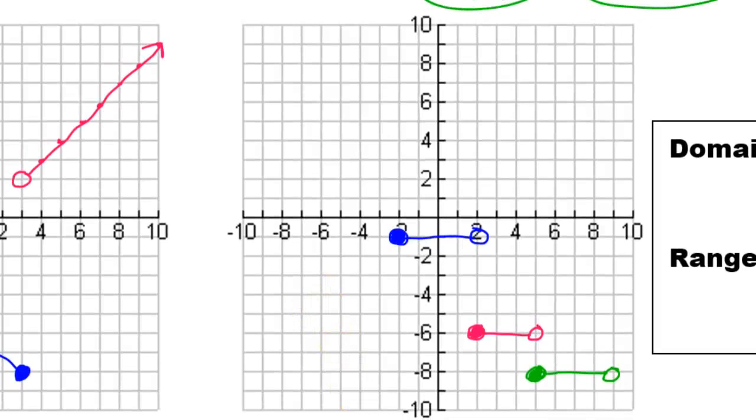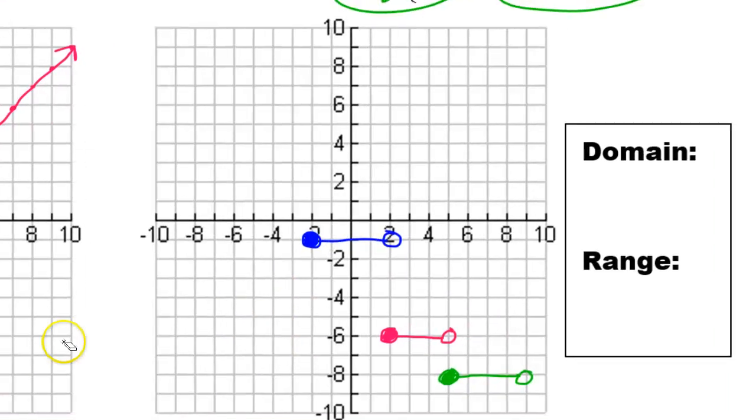Now the domain and range. The domain is going to be fairly straightforward. The domain is x values, so left to right. The leftmost value is here at -2. So I'm going to start at -2. I see it's a closed circle, so it's to be included. The rightmost value is here at 9. That's an open circle, so it is not to be included.